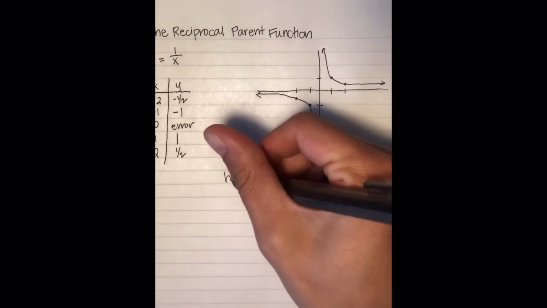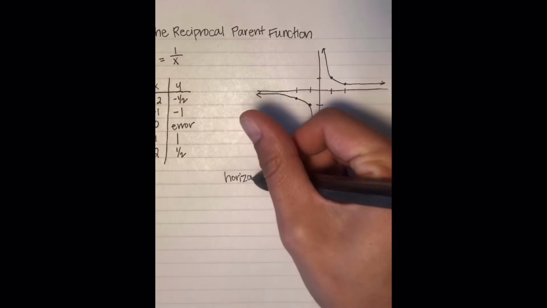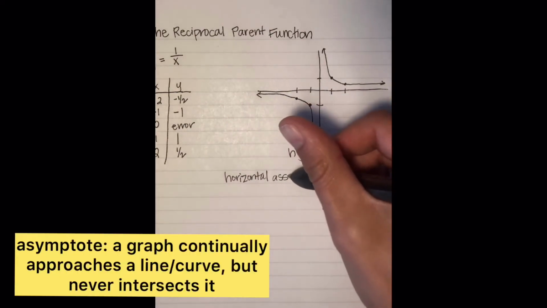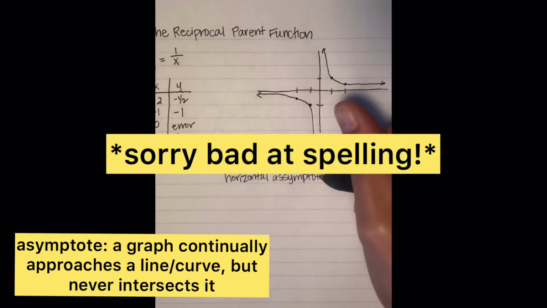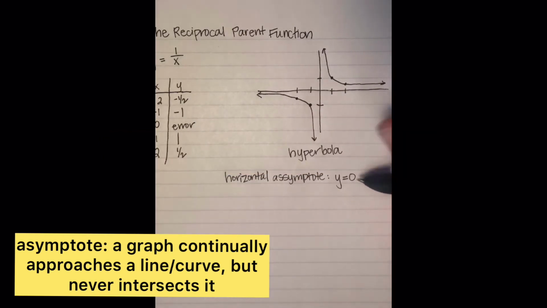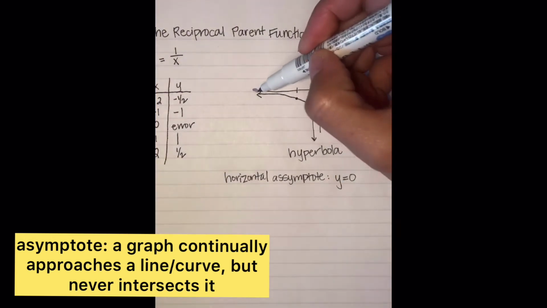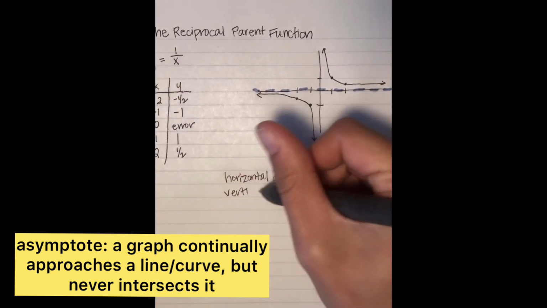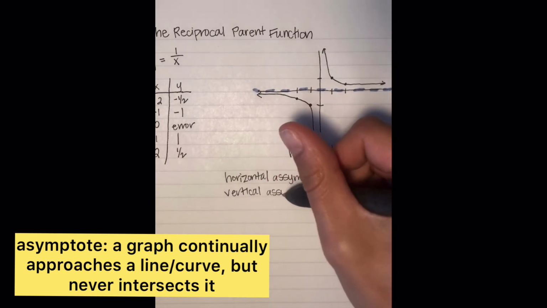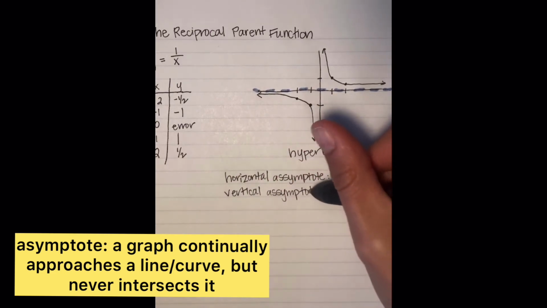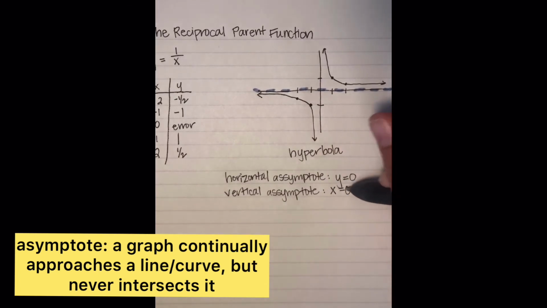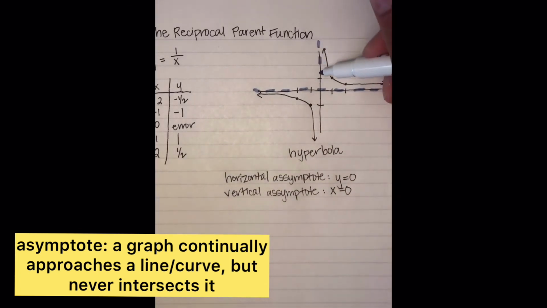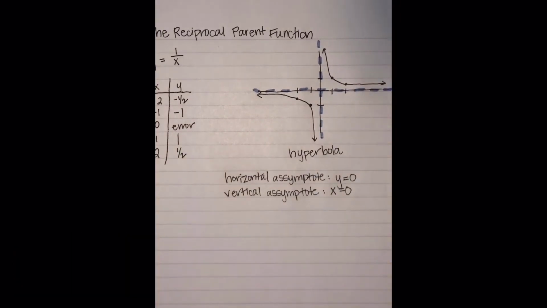There is a horizontal asymptote at y equals 0. So that means that the graph is never going to cross this line. There is also a vertical asymptote at x equals 0. So the graph is also never going to cross this line. Because of these asymptotes, that kind of messes with the domain and range.